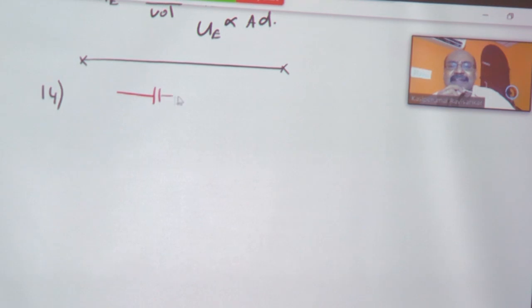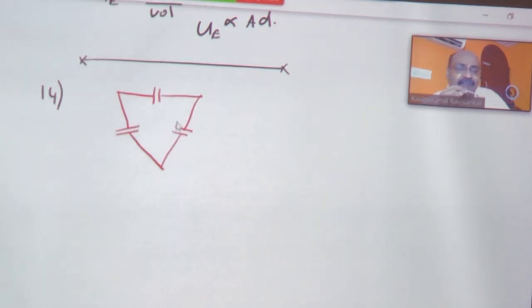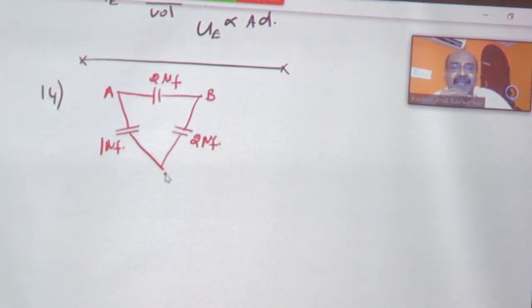One capacitor is here, another capacitor is connected here, and another capacitor is connected here. So all three capacitors are connected in the form of a triangle. This capacitor has a value of 2 microfarad, this one has a value of 2 microfarad, and this one has a value of 1 microfarad. So we have three capacitors connected in the form of a triangle, and this point is A, this point is B, and this point is C.